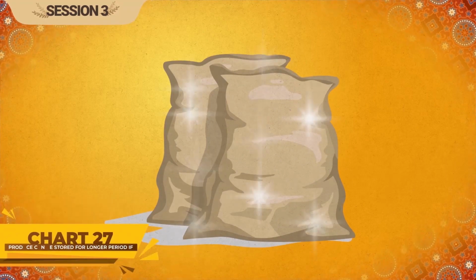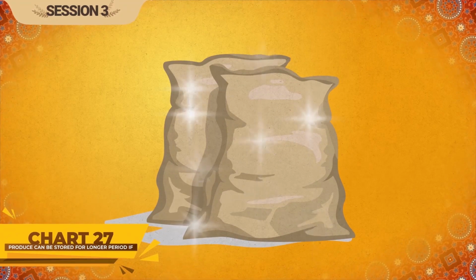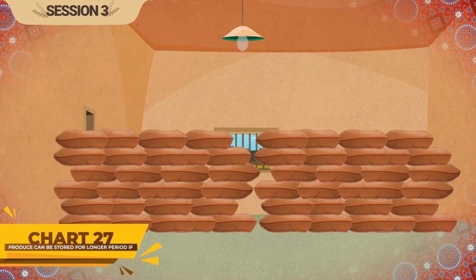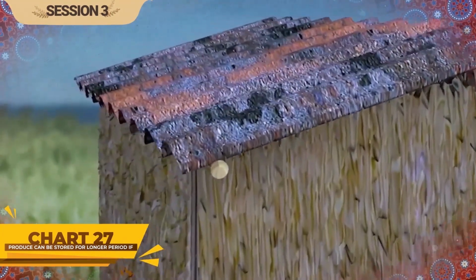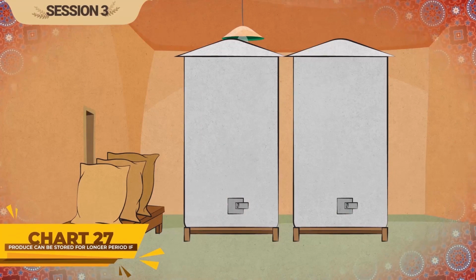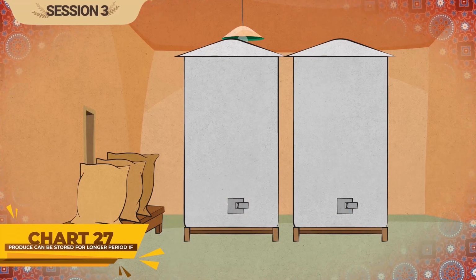Produce can be stored for longer periods if: always use new gunny bags for storage and place them systematically in lines. The storing location should be clean, elevated, and airtight. The storing location should not have an entrance for foreign animals such as dogs, cats, rodents etc.